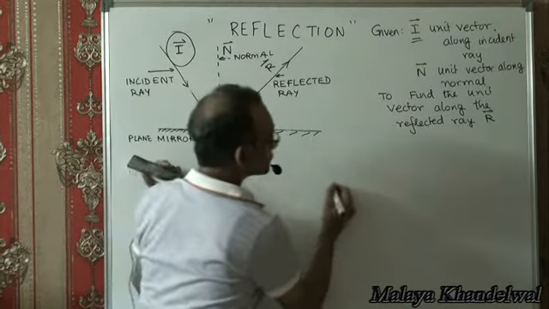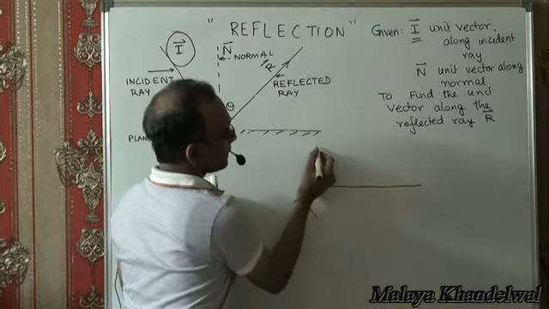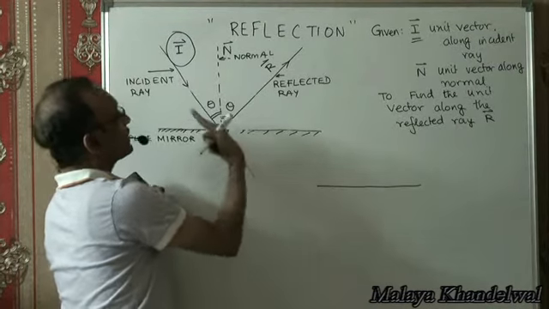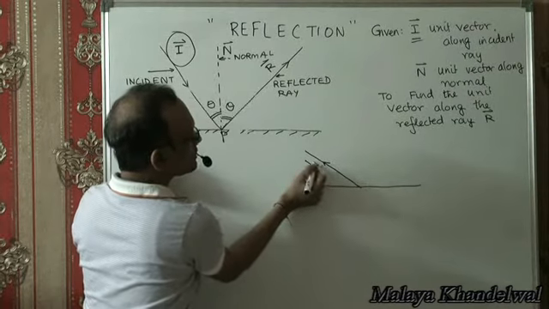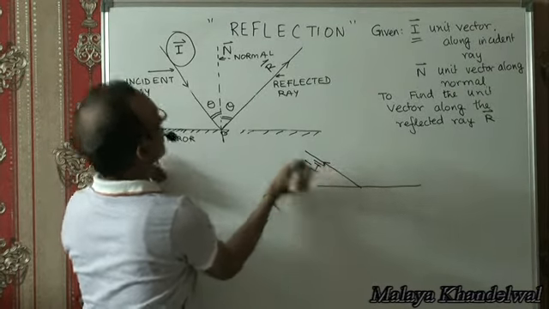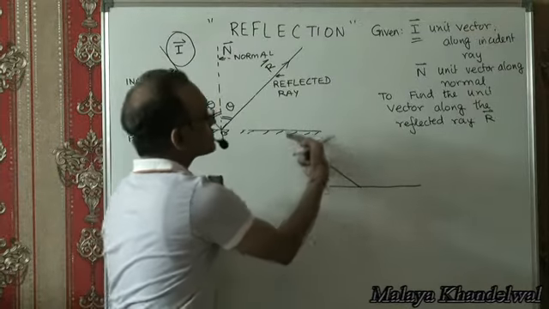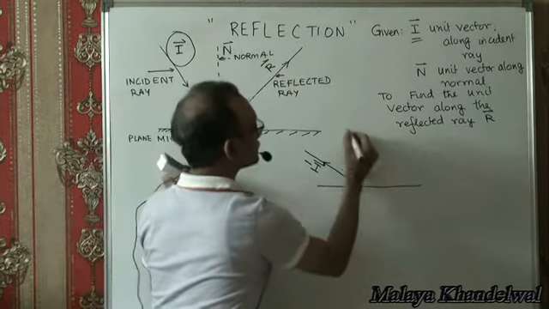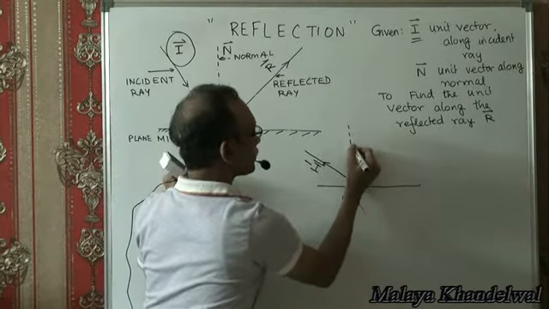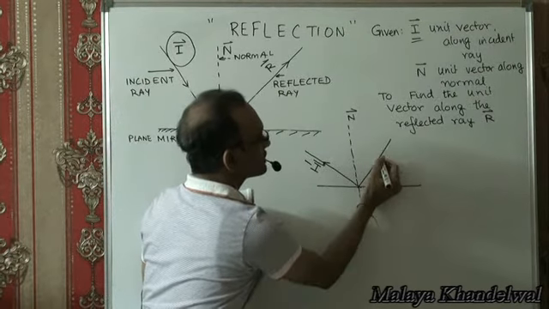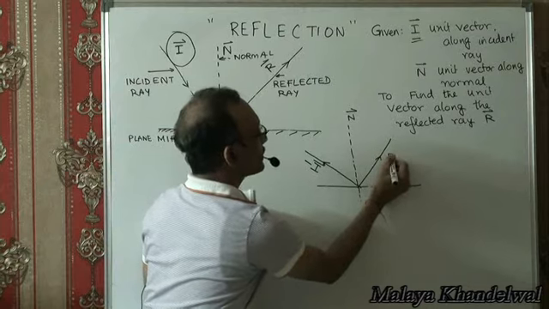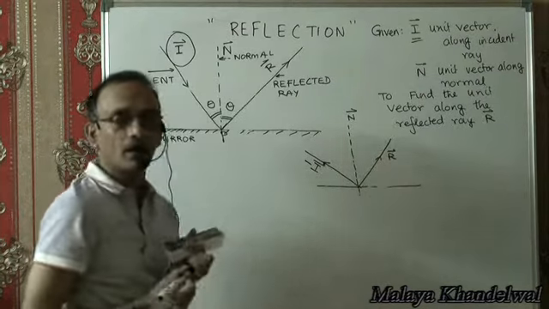Now, look, if this is I, then a vector like this is going to be minus I. Yes or no? This vector is going to be minus I. I is a unit vector along the incident ray; this is opposite to the direction of the incident ray. This is a unit normal, N. This is a vector along the normal at the point of incidence, and this is the reflected ray, the unit vector R, right?